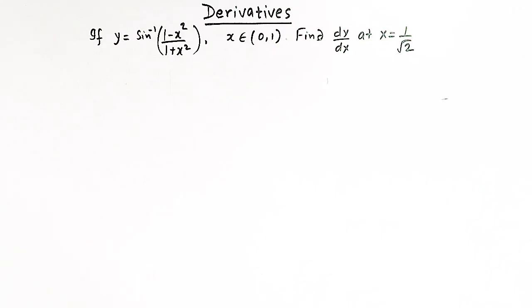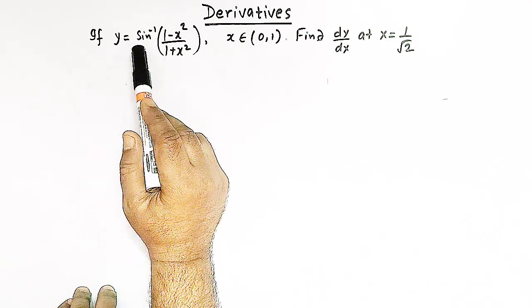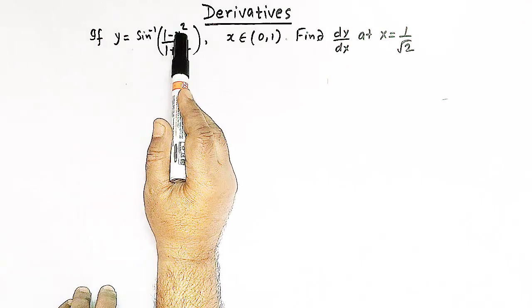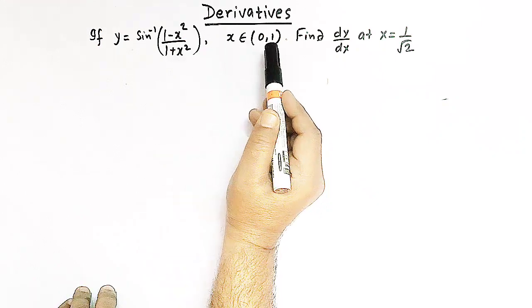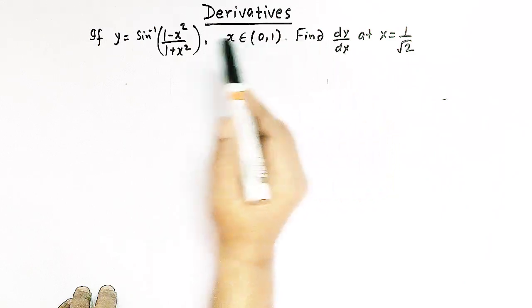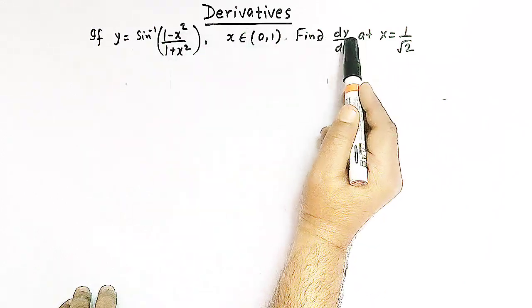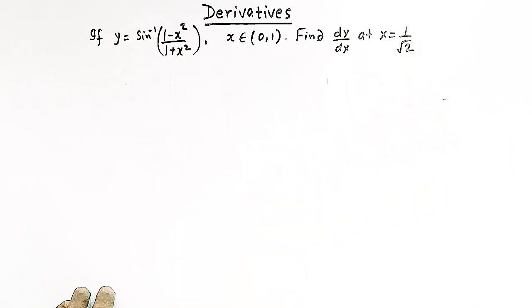Hello viewers, in today's session we are going to discuss another conceptual problem from derivatives. Here we are given a function y equal to sine inverse of (1 minus x square) over (1 plus x square), where x belongs to the open interval (0, 1), and we have to find the derivative of y with respect to x at x equal to 1 over square root of 2.